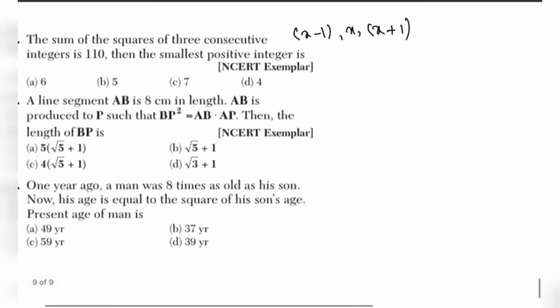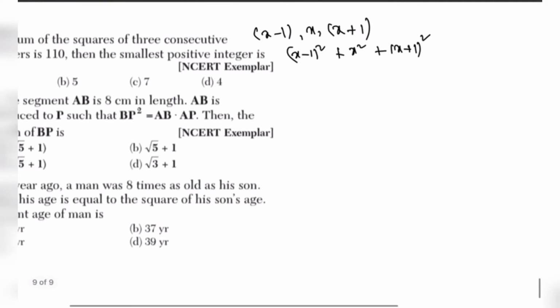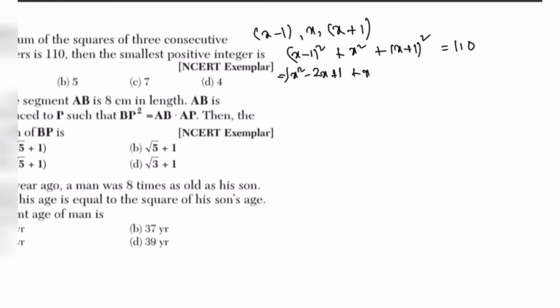So if you add the squares, you get 110. So x minus 1 whole square plus x square plus x plus 1 whole square should give you 110. So x square minus 2x plus 1 plus x square plus x square plus 2x plus 1 is 110. So you can see minus 2x and plus 2x get cancelled.